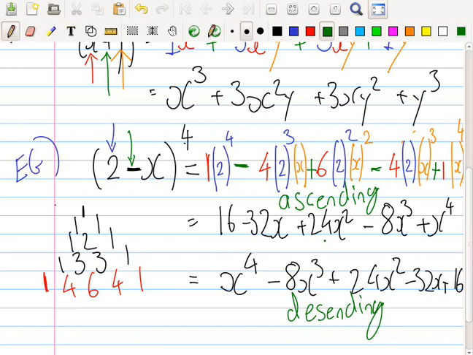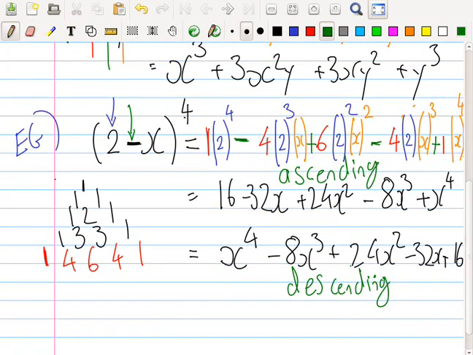D-E-S-C-E-N-D. So I missed the C again here. You don't like C. I don't like C. So this here and this C here, silent C, to help you and I remember the spelling. So you don't say the C. Ascending and descending. Okay?